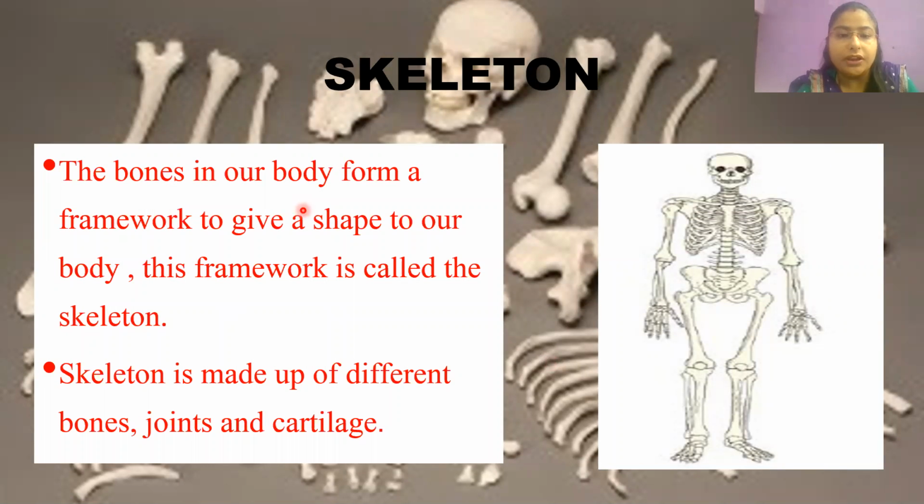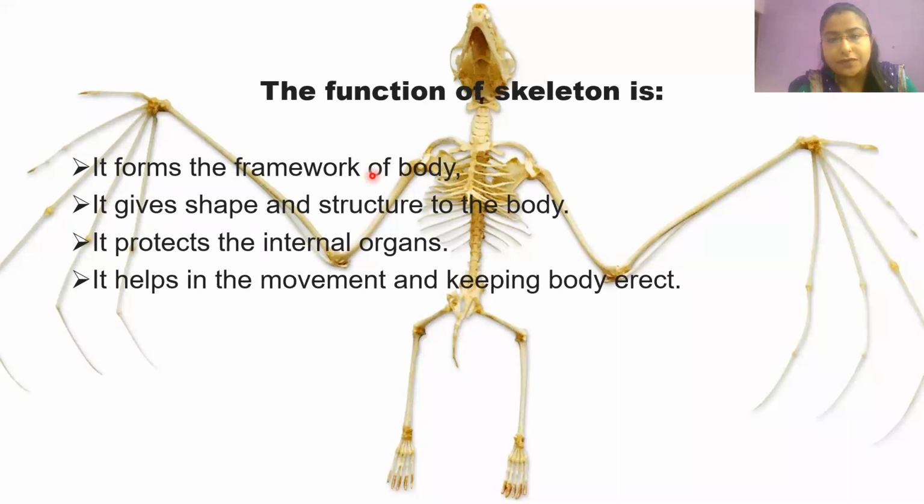Now the skeleton. The bones in our body form a framework to give a shape to our body. This framework is called skeleton. You see, this is our skeleton. It gives a shape to our body. Without skeleton, we cannot live, we cannot move. Okay, so skeleton plays a very important role in our body. Skeleton is made up of different bones, joints and cartilage. Skeleton is made up of bones. This is the bones, 206 bones, joints from where we can do movement, and cartilage.